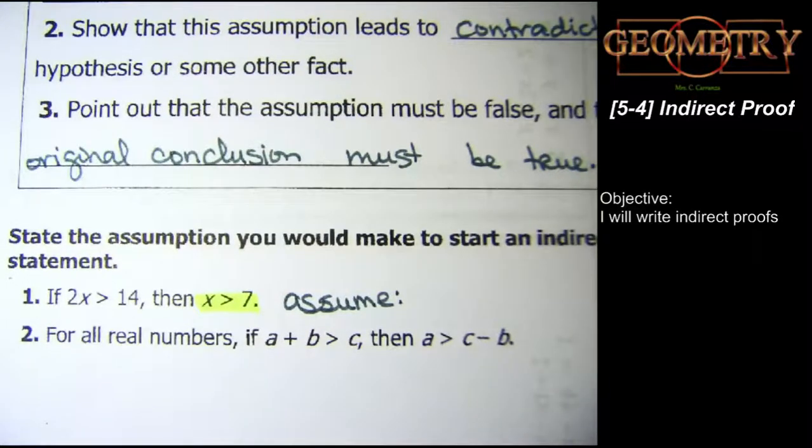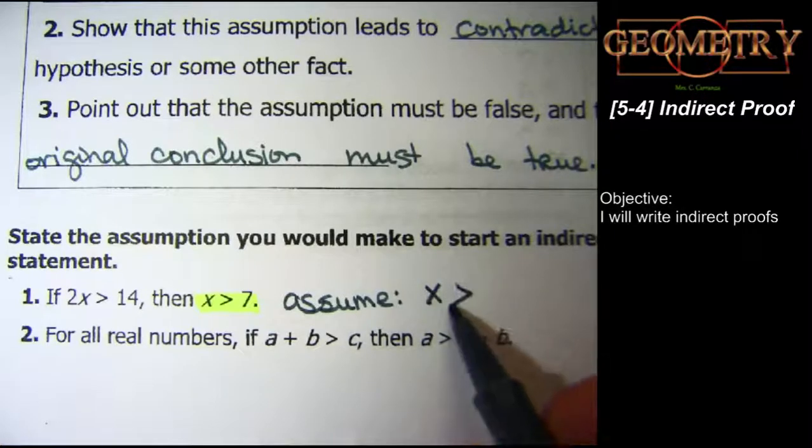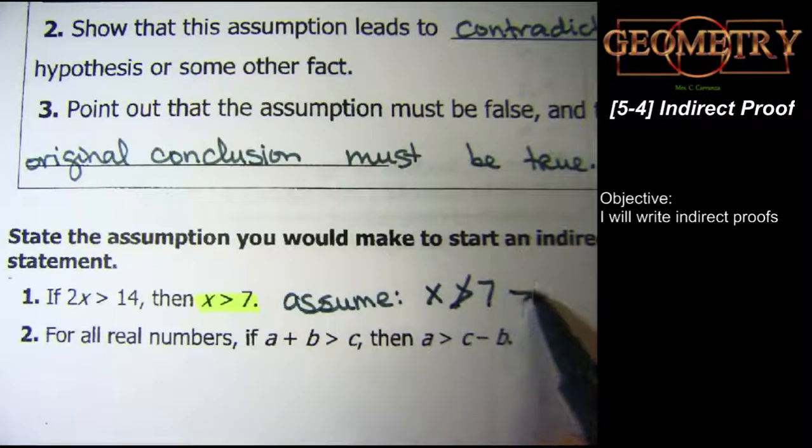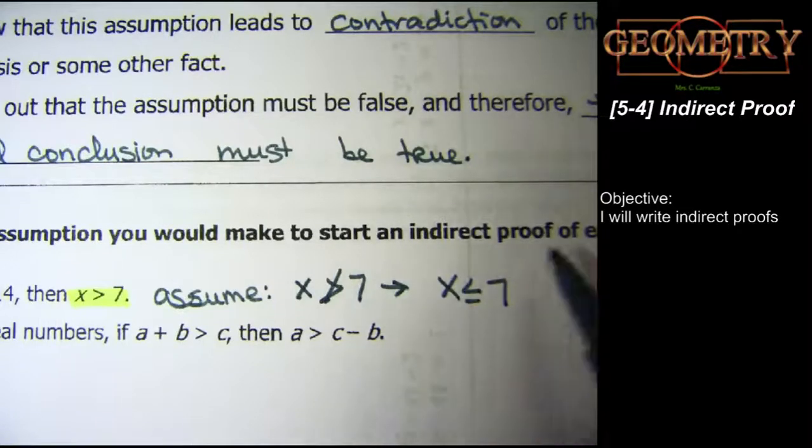Because strictly speaking, the opposite of X is greater than 7 is X is not greater than 7. And in order to get it's not greater than, it needs to be smaller than or equal to. Because equal to is not bigger than it. It is equal to. So we want X is not greater than 7, or X is less than or equal to 7.